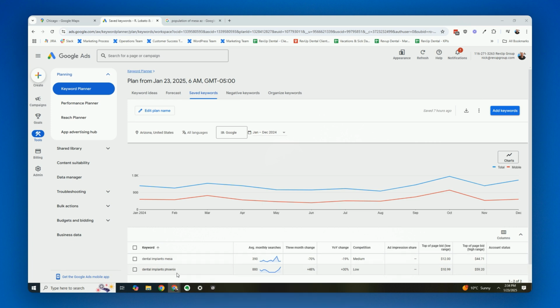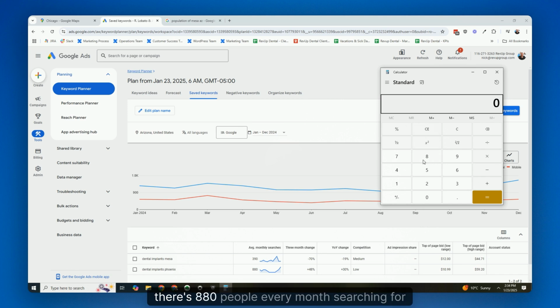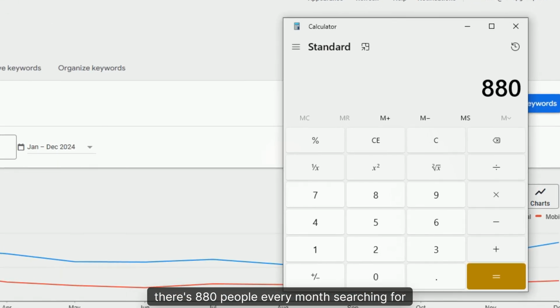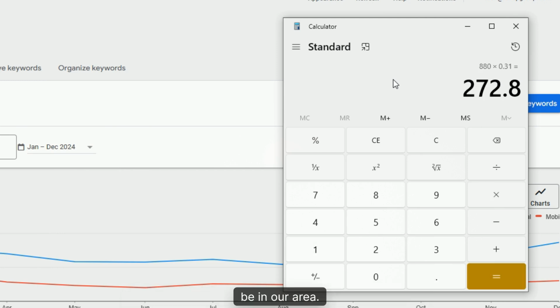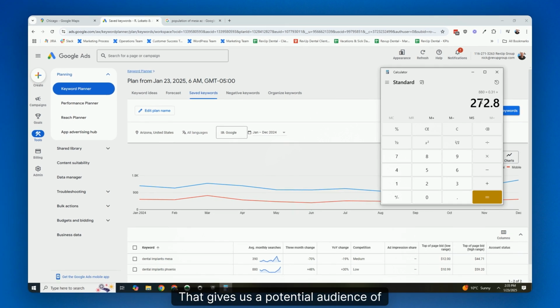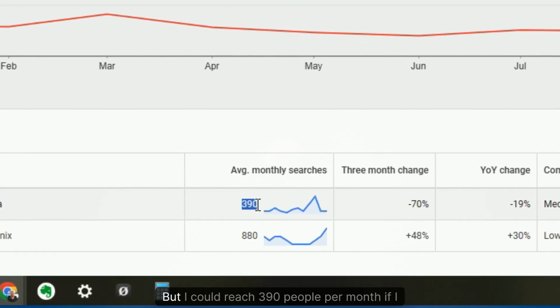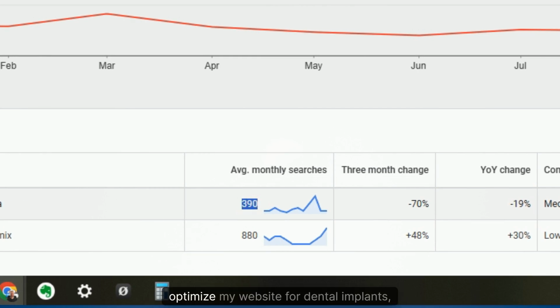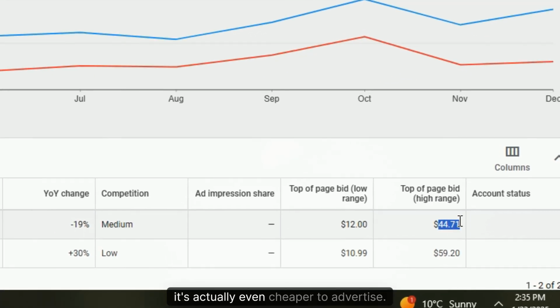But in this case, it's different, because if we take that same logic and we get our calculator here, and we say, okay, well, there's 880 people every month searching for dental implants in Phoenix, but we think maybe only 31% of those people might be in our area. That gives us a potential audience of 270 people per month. But I could reach 390 people per month if I optimize my website for dental implants Mesa. And better yet, it's actually even cheaper to advertise.